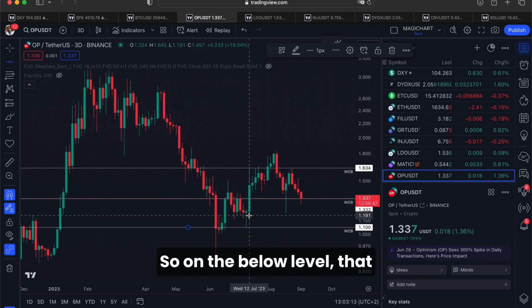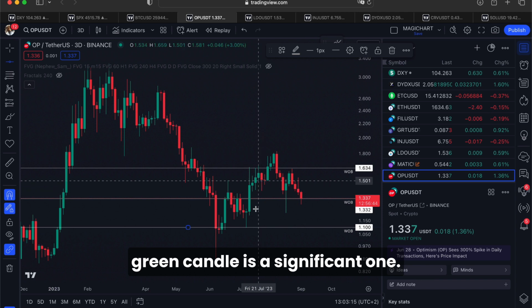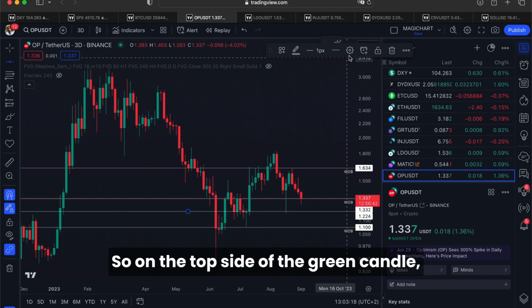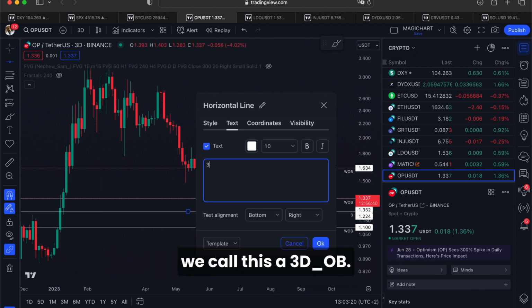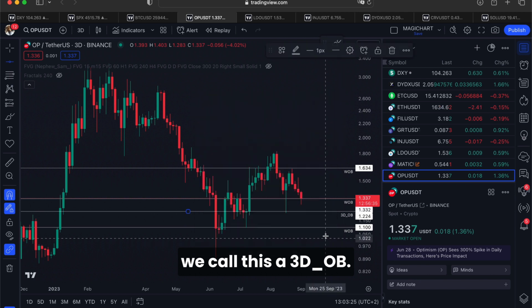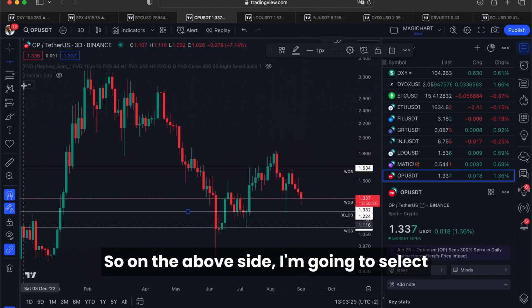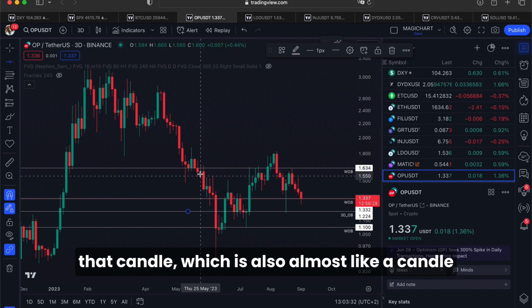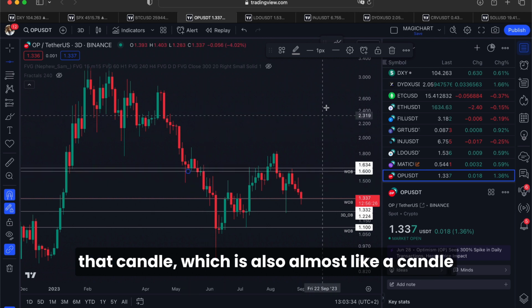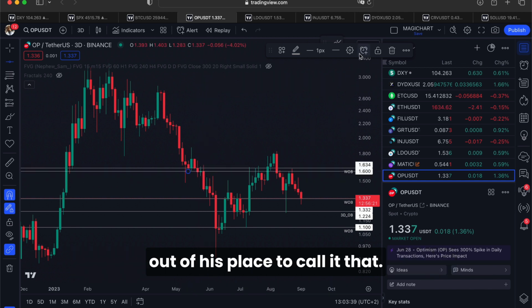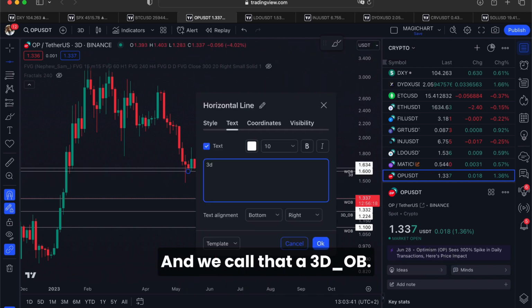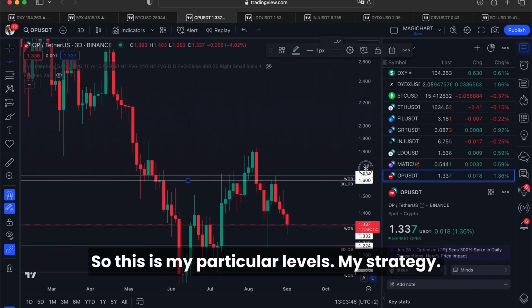So on the below level, that green candle is a significant one. So on the top side of the green candle, we call this a 3-day order block. Okay, so we've got something underneath that and something above that. So on the above side, I'm going to select that candle, which is also somewhat a candle out of its place, to call it that. And we call that a 3-day order block. So this is my particular levels, my strategy.